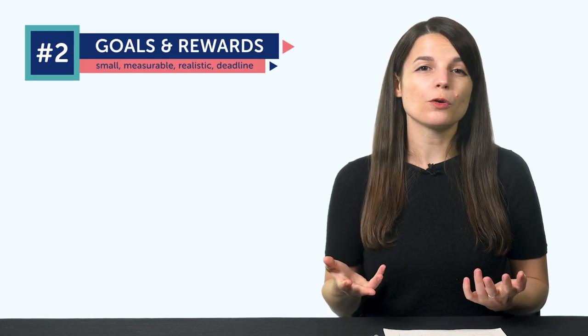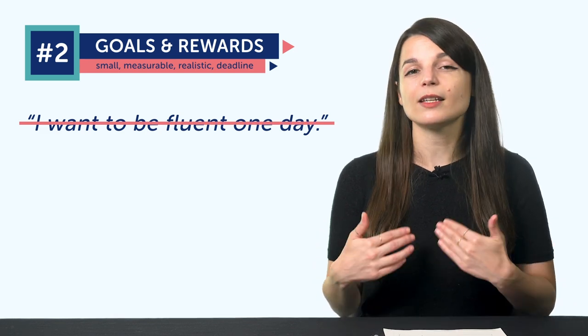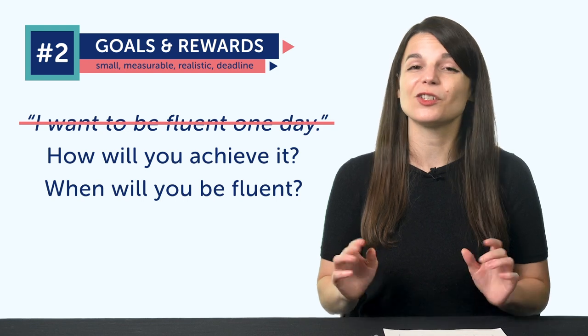Once you've clarified your reason, it's time to set your goals. If you want to succeed, your goal can't just be, I want to be fluent one day. Why? Because this tells you nothing about how you'll achieve it or when you'll reach fluency. It's too vague. Your goal needs to be small, measurable, realistic, and have a deadline, so you can clearly see the steps you need to take to reach your goal.